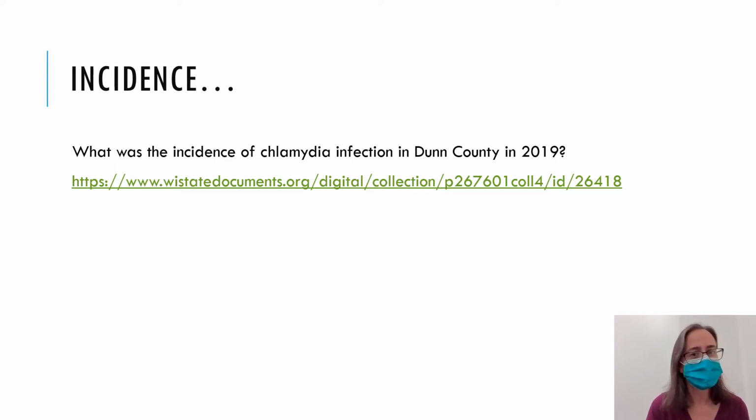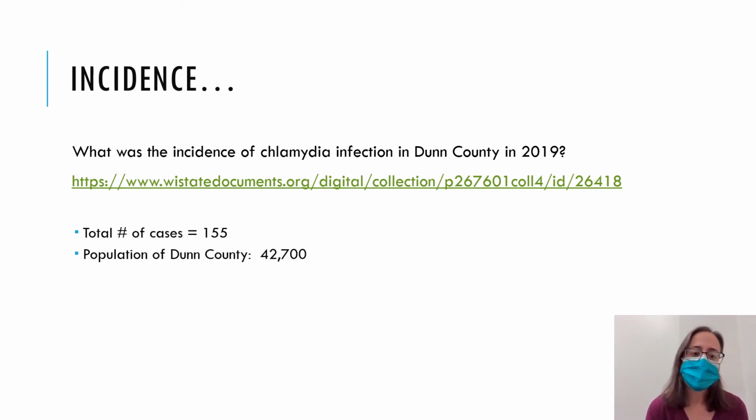Our public health agencies do keep track of this. And we'll find out that there were 155 cases of chlamydia in Dunn County in 2019. And at that time, the total population of the county was about 42,700 people. So we'll do our math.